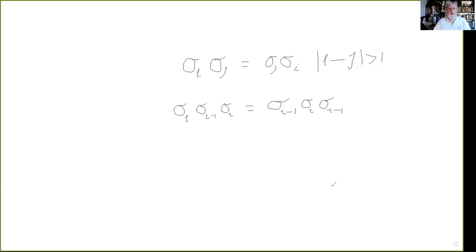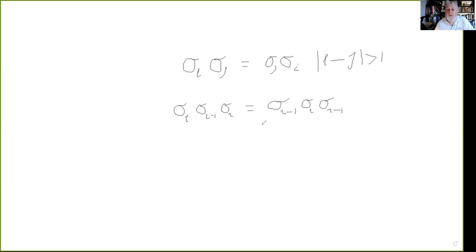If we recap then about the braid group, we have a group which has got n minus one generators, sigma i, and these generators commute: sigma i times sigma j is the same as sigma j times sigma i, provided their difference is greater than one. If their difference is one, then you have this Yang-Baxter relation, sigma i sigma i plus one sigma i is the same as sigma i plus one sigma i sigma i plus one.